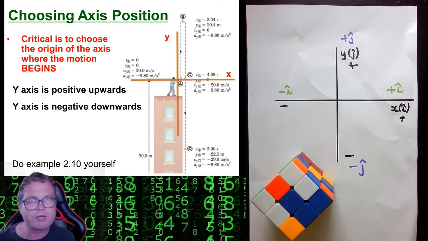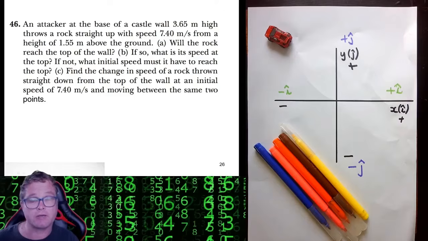So here we have a good example of values being assigned to free fall motion in the y direction, and I want you to take careful note of the signs of the different quantities in terms of plus j hat and minus j hat. We now take a look at a concrete example.